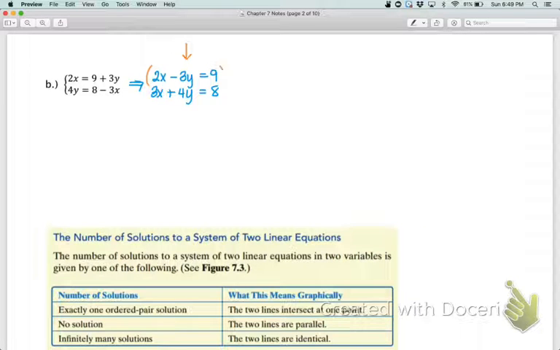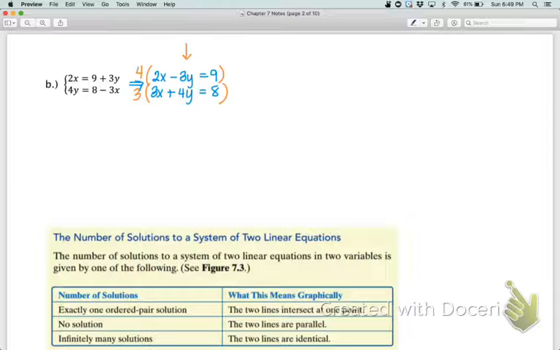So what I'm going to do is I'm going to multiply these both to make 12. So I'm going to multiply the top one by 4, and I'm going to multiply the bottom one by 3. Essentially, I just traded the coefficients. So if I was going to do x, I'd multiply the top by 3 and the bottom by 2, and one of them would have to be negative. Again, it doesn't matter which one.